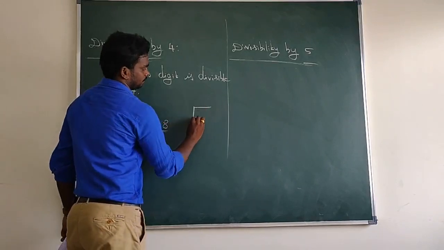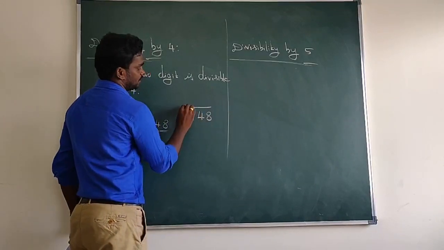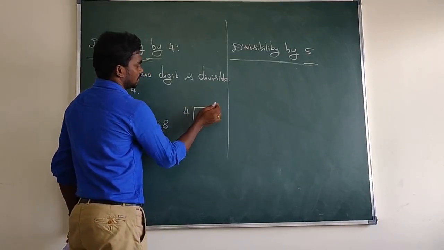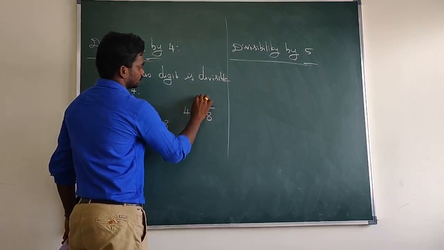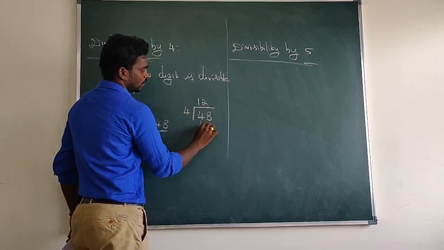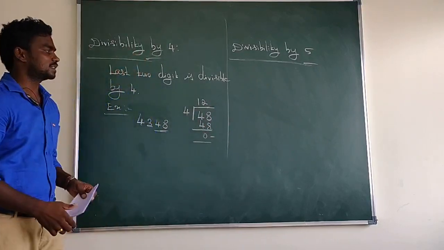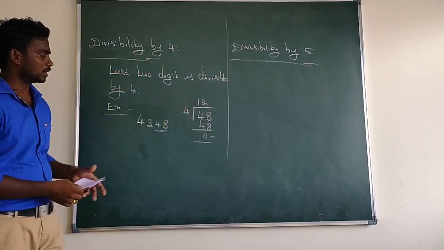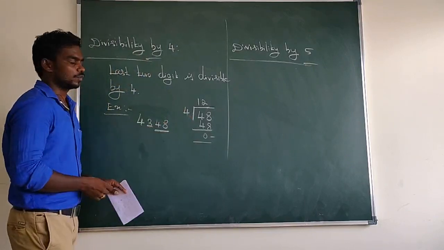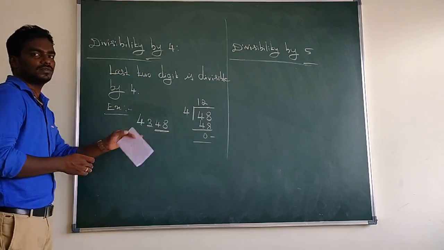See, 12 fours are 48. What is the remaining value? 0. The remaining value is 0, which means this number is exactly divisible by 4. So if the last two digits are divisible by 4, the full number is divisible by 4 also.